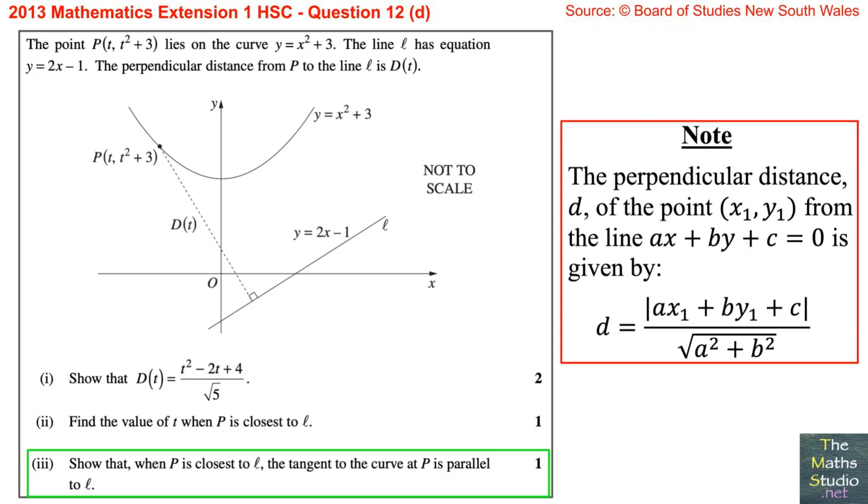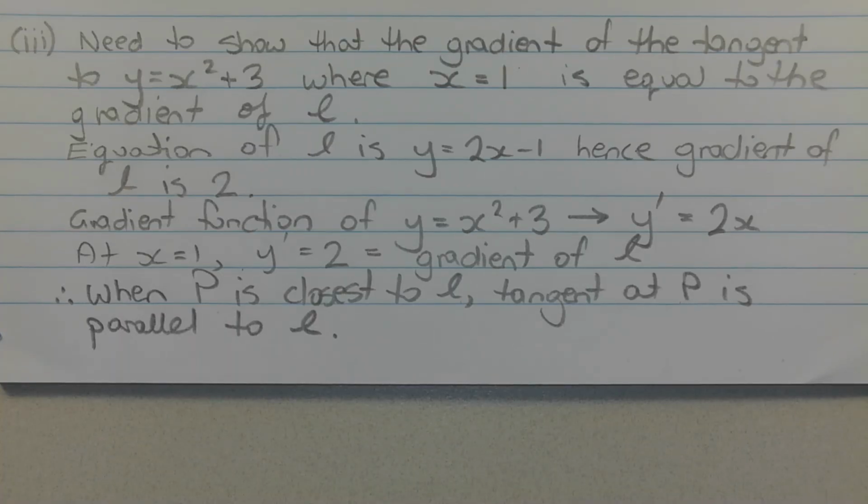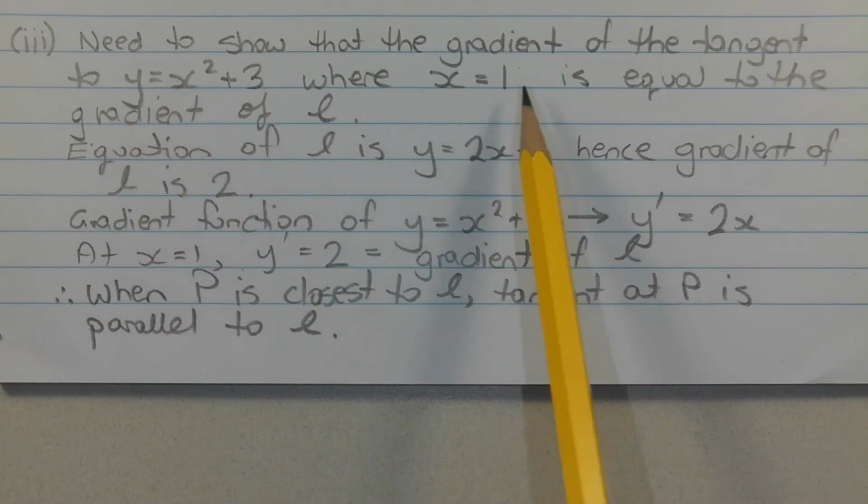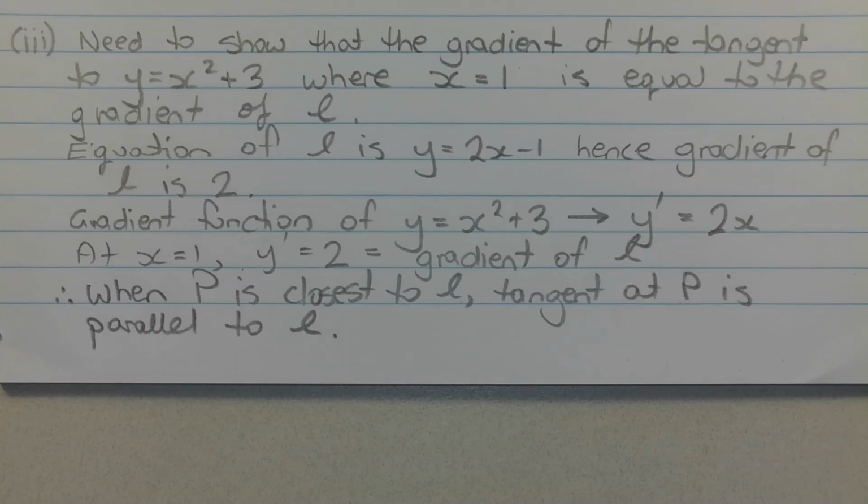Part 3. Show that when P is closest to L, the tangent to the curve at P is parallel to L. From part 2, the x-coordinate of point P when P is closest to line L is x equals 1. So we need to show that the gradient of the tangent to the curve y equals x squared plus 3, where x equals 1, is equal to the gradient of line L. Now recall the equation of line L is y equals 2x minus 1, and it's in the form y equals mx plus c, or in gradient intercept form. So from the equation, the gradient of line L is the coefficient of x, which is 2.